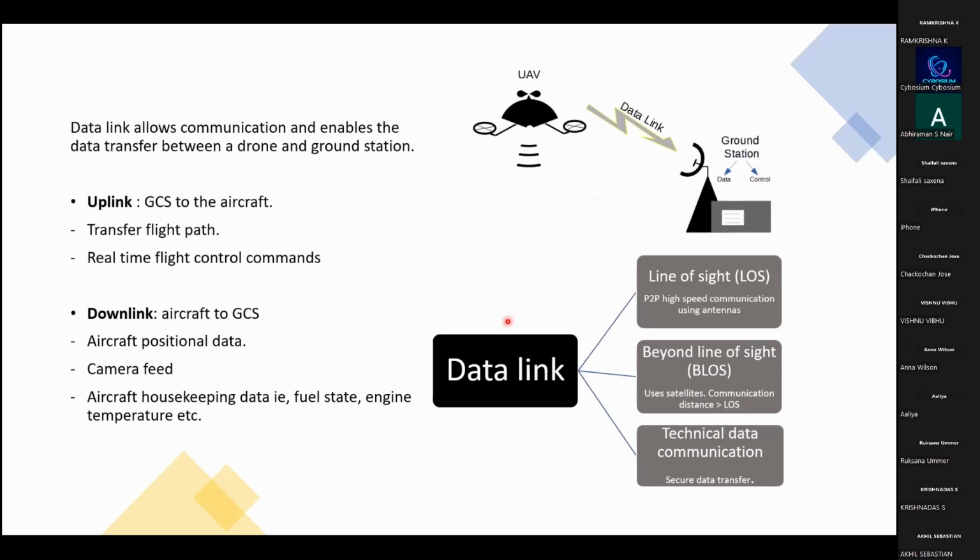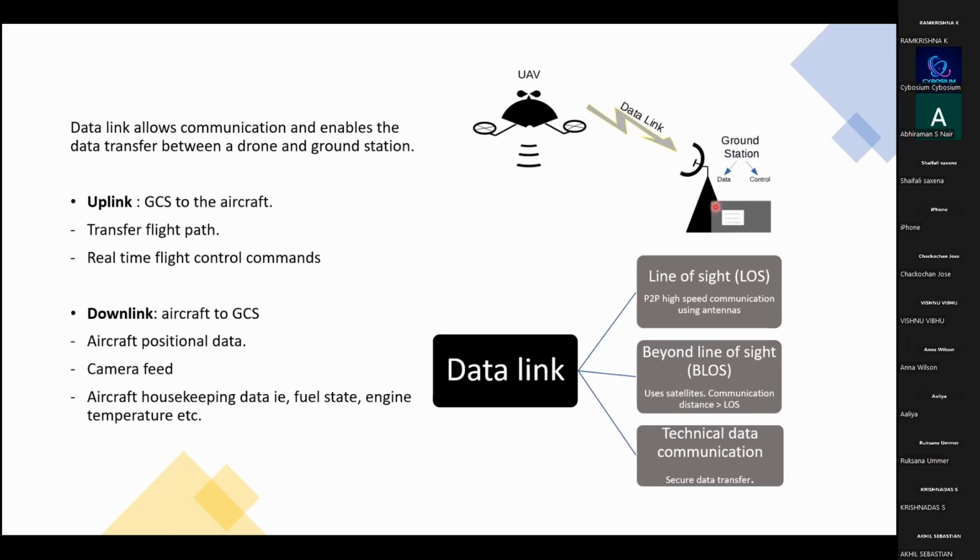Talking about communication, obviously we have to talk about data link. The UAV to ground control station has a data link which connects both of them. It allows communication and enables data transfer between a UAV and ground station. Since there is two-way communication, there is an uplink and a downlink.